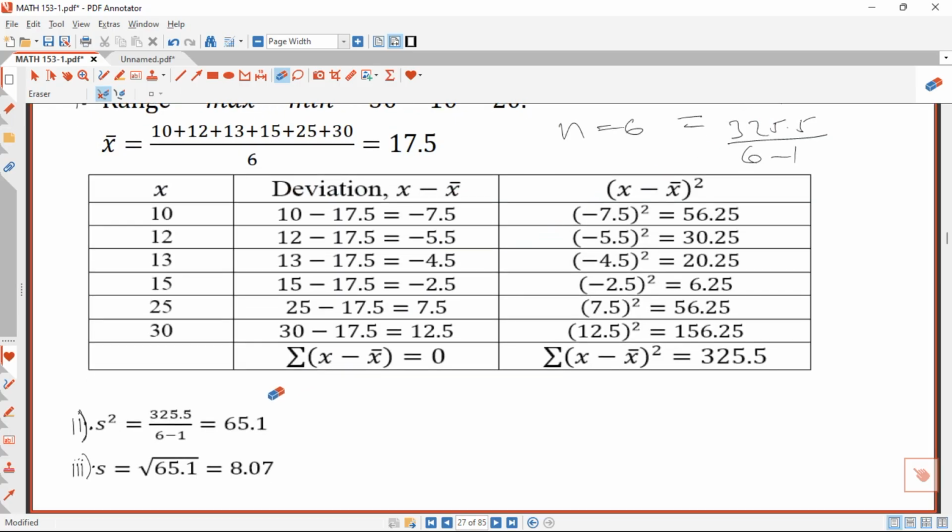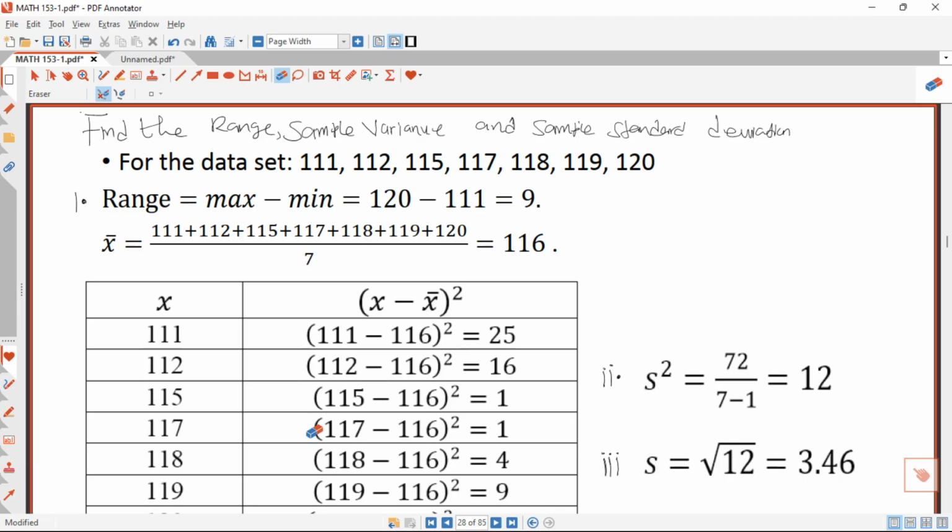And then we are asked also to calculate the sample standard deviation. The sample standard deviation is just the square root of the variance. So here we are just going to take the square root of the 65.1 to get our standard deviation. The square root of 65.1 is giving us 8.07. So that is the solution to this question.